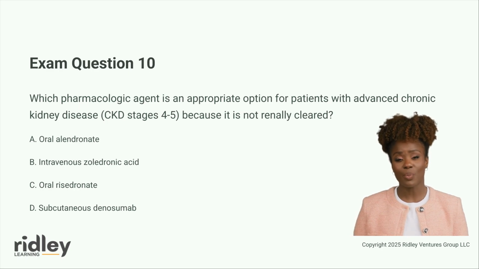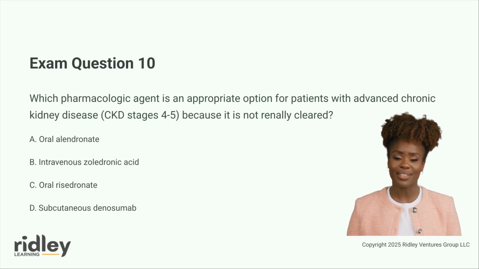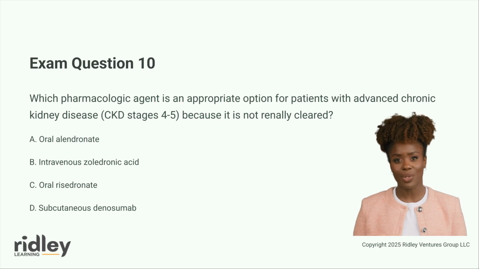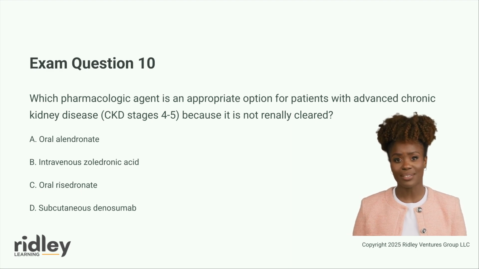Question 10. Which pharmacologic agent is an appropriate option for patients with advanced chronic kidney disease, specifically stages 4 through 5, because it is not renally cleared? The correct answer is subcutaneous denosumab. Chronic kidney disease presents unique challenges for osteoporosis pharmacotherapy because most bisphosphonates are primarily eliminated through renal excretion. When kidney function declines, bisphosphonates accumulate in the body, increasing the risk of adverse effects and potential nephrotoxicity.